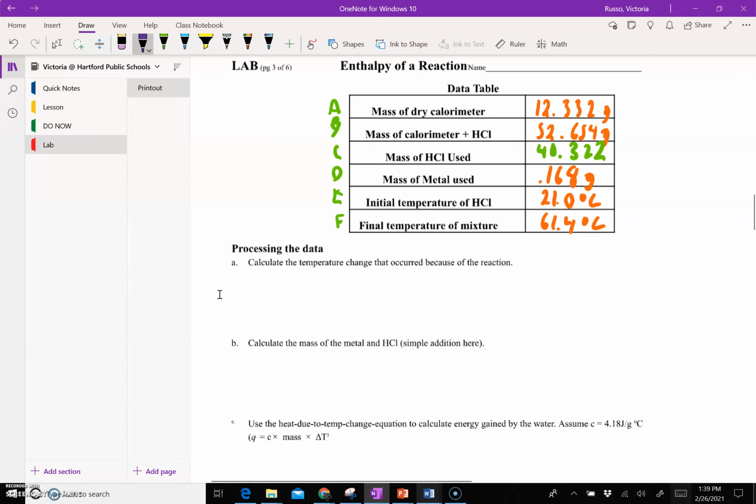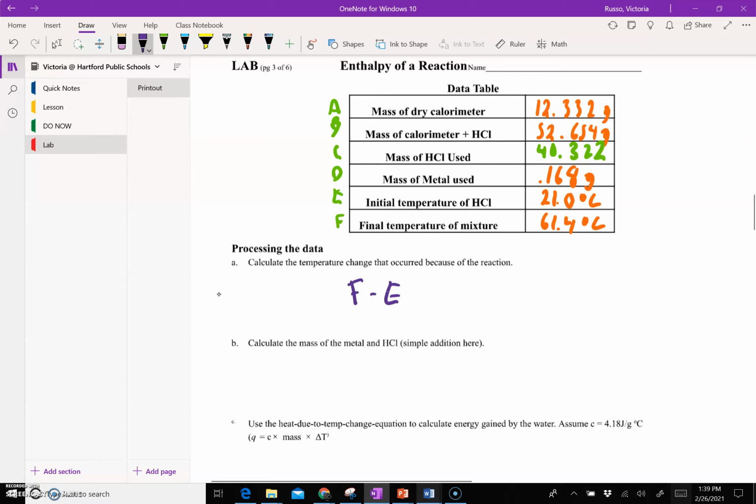So I did the subtraction for you here, so it's 40.322, and that makes sense because it was about 40 milliliters. It was actually a little bit above 40 milliliters, and that makes sense because remember the density of things which are water is basically 1, so it makes sense that the mass of hydrochloric acid would be close to 40. So to calculate the temperature change that occurred, notice that I labeled, you would do F minus E, or final minus initial.